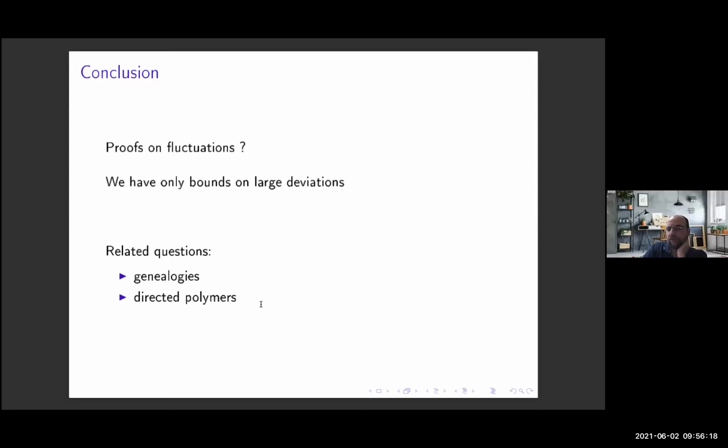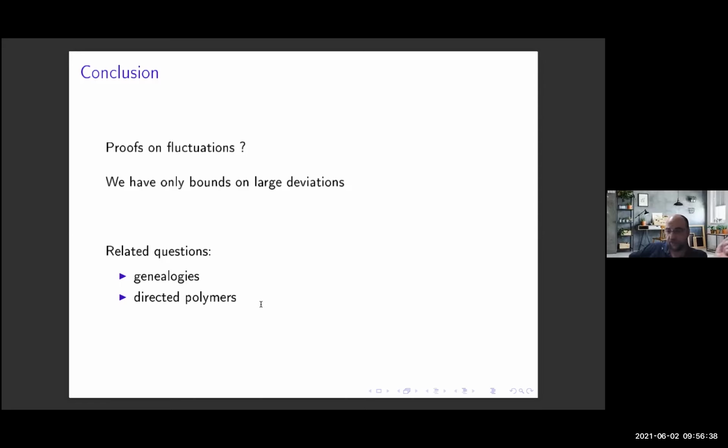As I say, we even don't know when we move from this binary branching Brownian motion, we don't know whether as time goes to infinity, the interface remains close.